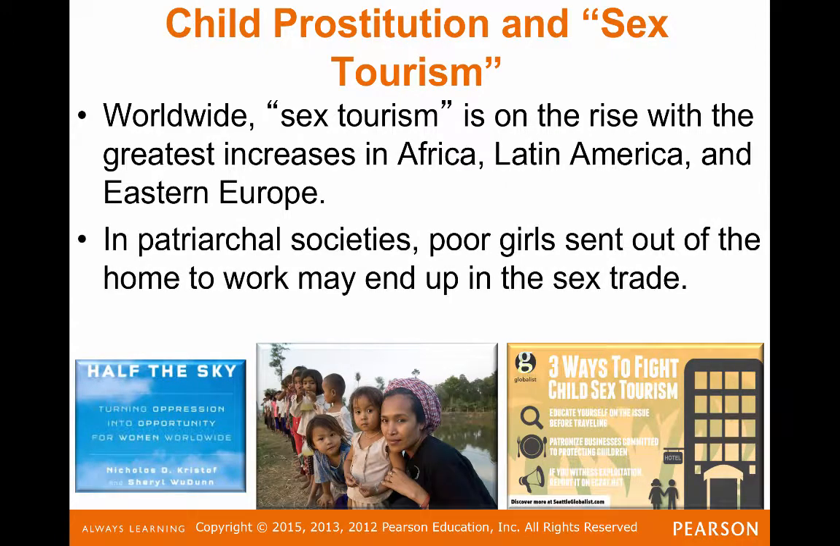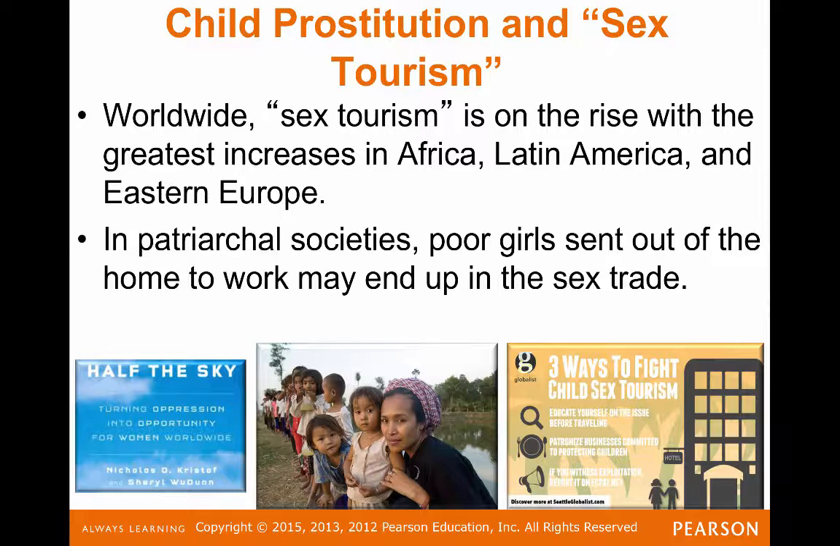And in patriarchal societies, poor girls are sent out of the home to work, and they may end up in the sex trade. So kind of like what I was talking about before, a lot of these women get caught up in a net. A lot of the money that comes into these industries so that they can continue comes from our Western dollars, of people traveling to other countries to have sex with children. The average age of some of these prostitutes is incredibly young, about 9 years old as an average.